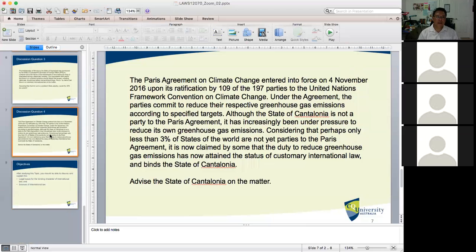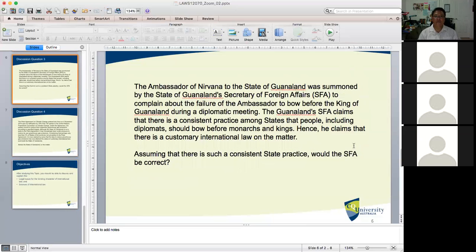Okay, let's move on to the next question. The ambassador of Nirvana to the state of Guanaland was summoned by the state of Guanaland's Secretary of Foreign Affairs, SFA, to complain about the failure of the ambassador to bow before the king of Guanaland during a diplomatic meeting. The Guanaland SFA claims that there is a consistent practice among states that people, including diplomats, should bow before monarchs and kings. Hence, he claims that there is a customary international law on the matter. Assuming that there is such a consistent state practice, would the SFA be correct?